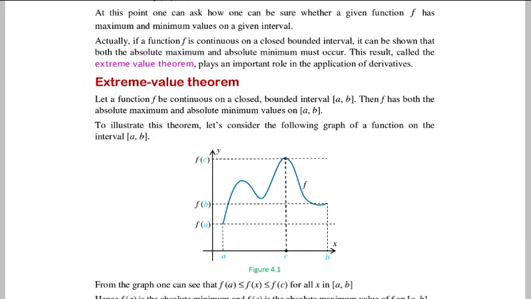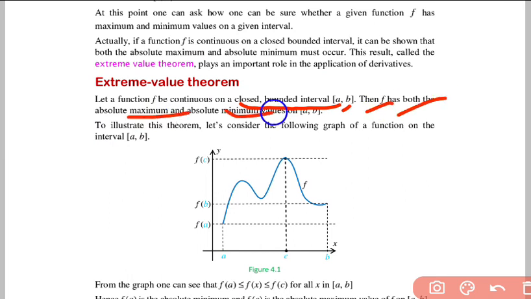Extreme value theorem. Let a function be continuous on a closed bounded interval. Pay attention, on a closed bounded interval. Look at it, a comma b. Then the function has both a maximum and a minimum value on the closed interval a comma b.